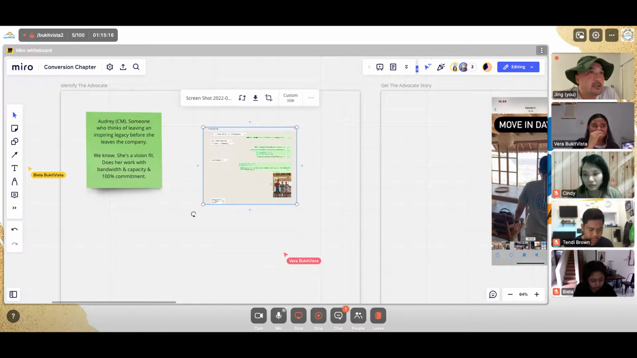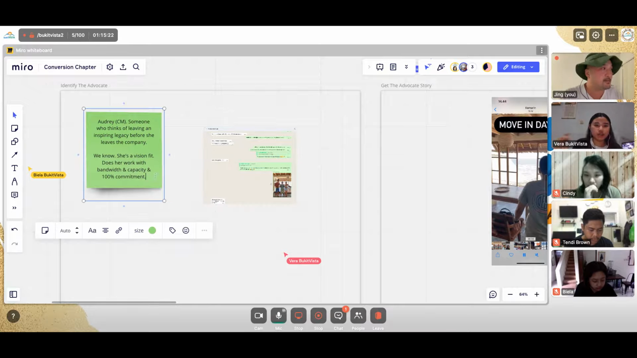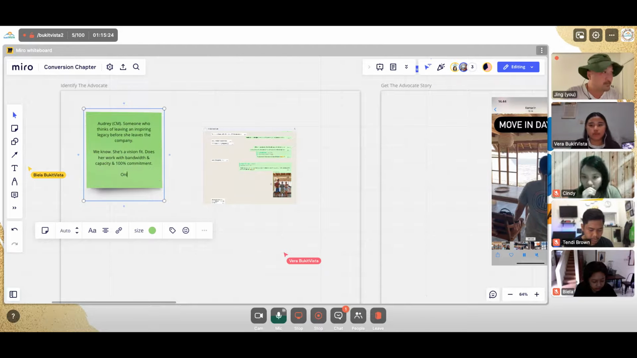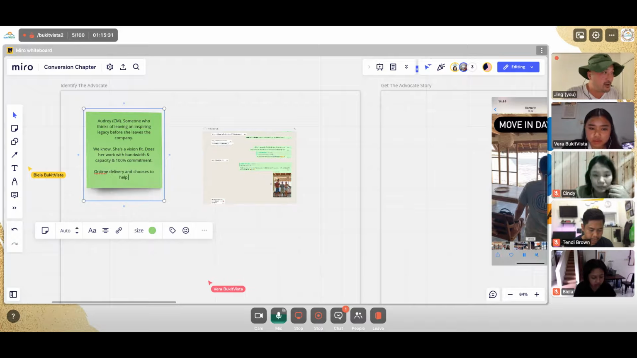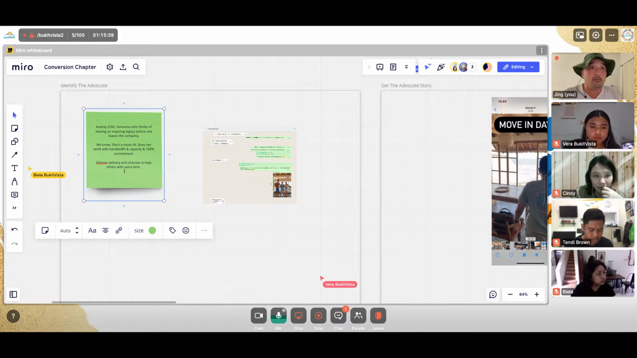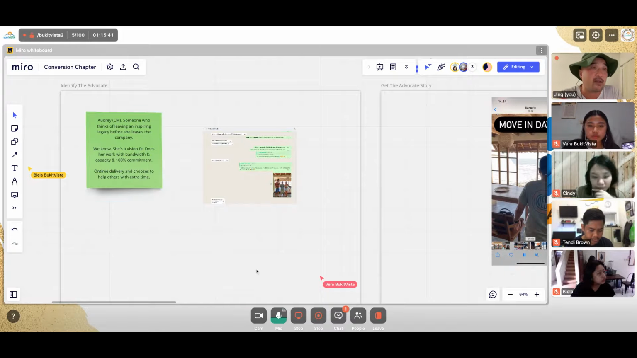Finishing her task according to deadlines, I see, and offering to keep helping people when she has the bandwidth. So she does on-time delivery and chooses to help others with extra bandwidth, yeah? Okay, those are facts: extra time. That's a good way to identify an advocate.